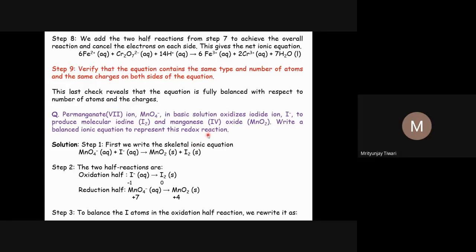Let us look at another example in the basic medium. So how do we do balancing in the basic medium? The question is the permanganate ion. The chemical formula is MnO4 minus, and this 7 given in the bracket in Roman numerals represents the oxidation number of manganese in the Stock notation that we have seen earlier. So in a basic solution, the medium of this reaction is already provided. This basic solution means OH minus ions are in excess. In the previous examples, H+ ions were in excess.